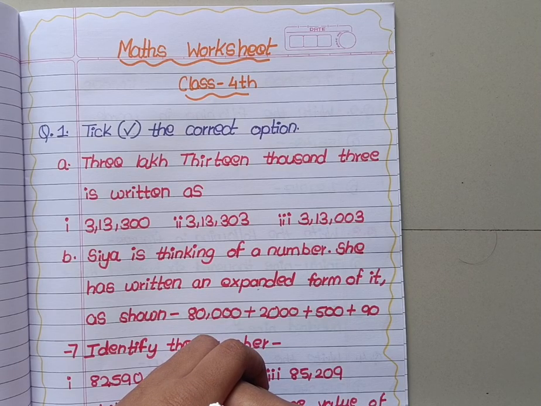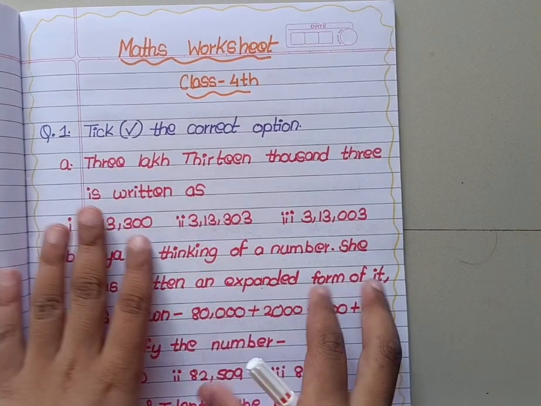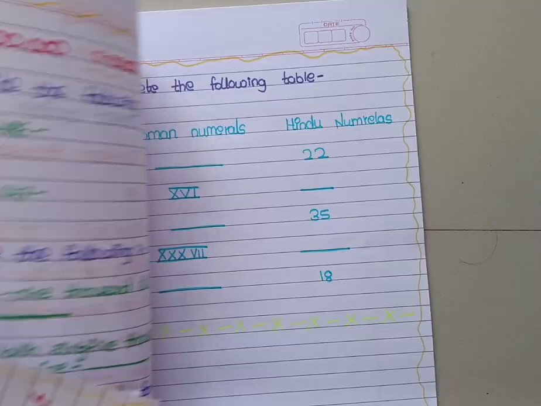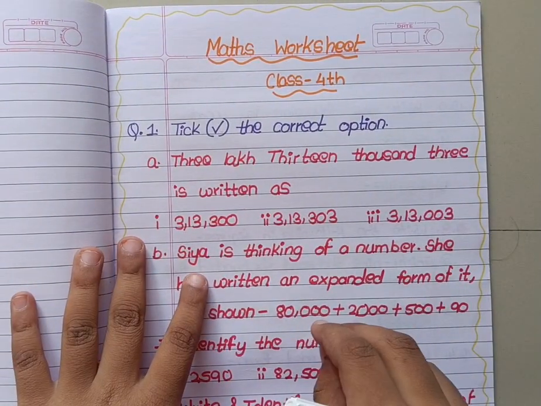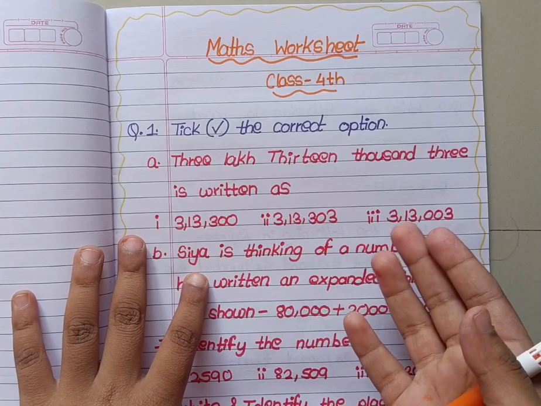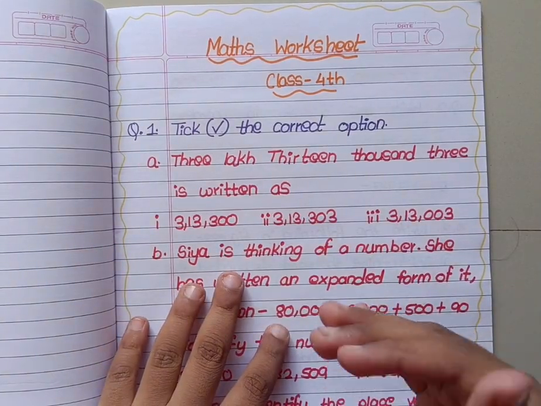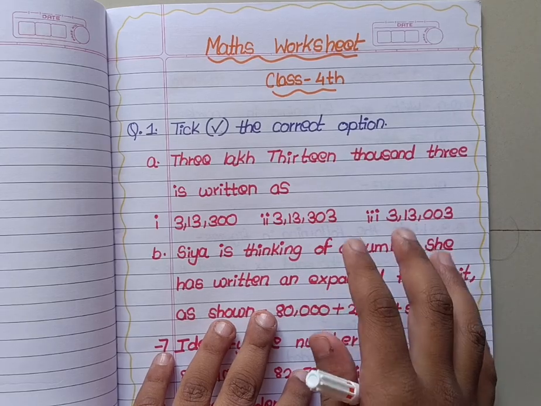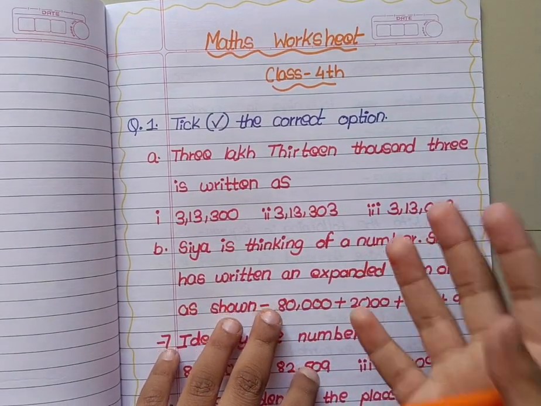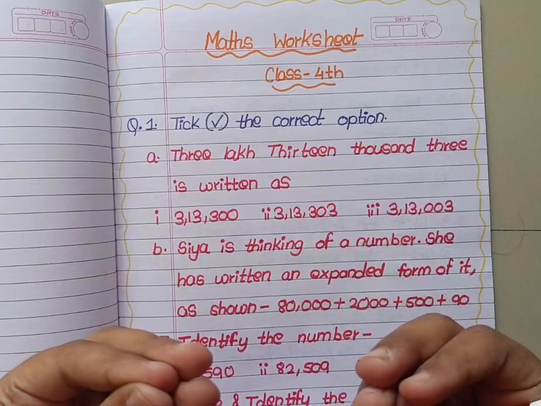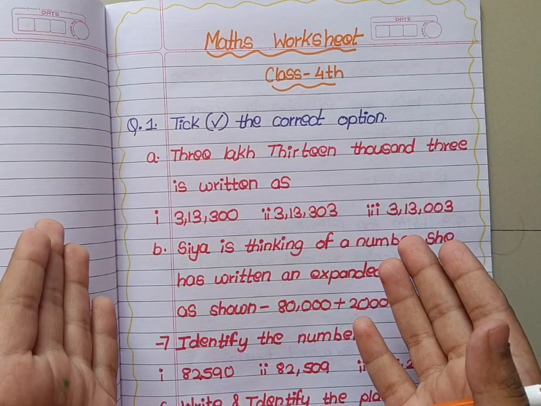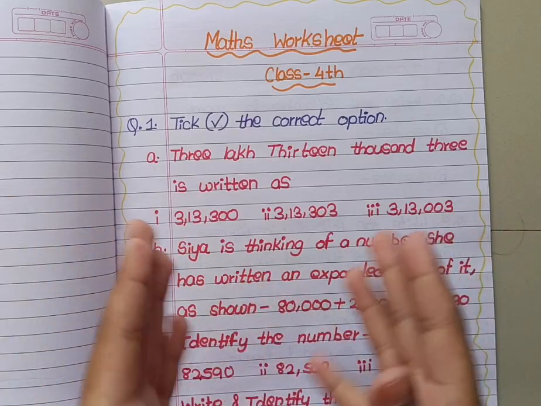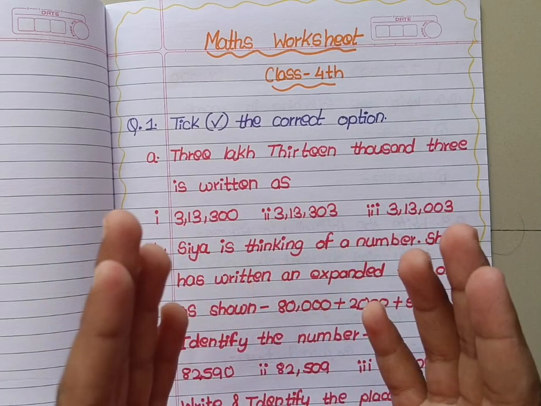So, kids, as you all know, today we are going to talk about a maths worksheet for class 4. In class 4, in your first chapter, chapter number 1, Numbers, what are you going to learn? What is expanded form? Then 6-digit numbers, 7-digit numbers, everything we are going to talk about in this video.